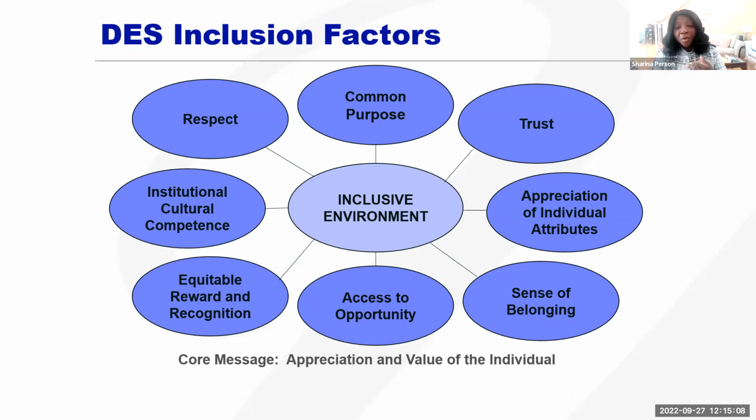All right, so there's respect, common purpose, trust, appreciation of individual attributes, sense of belonging, access to opportunity, equitable reward and recognition, and institutional cultural competence. And the idea behind these inclusion vectors is that if they exist, then you have an organization that appreciates and values the individual.